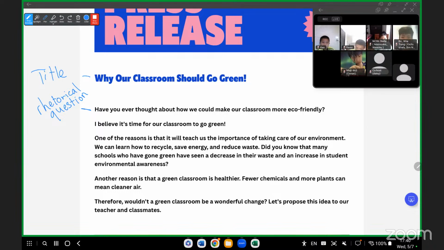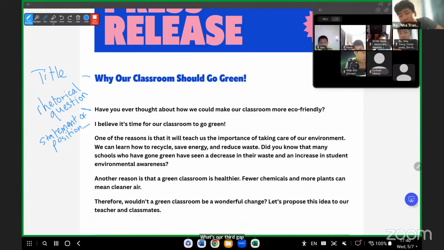So the second gap, what's that bit called? The position. Very good. This is our statement of position. Very good, Bo. What do we have next? What's our third gap? First reason.